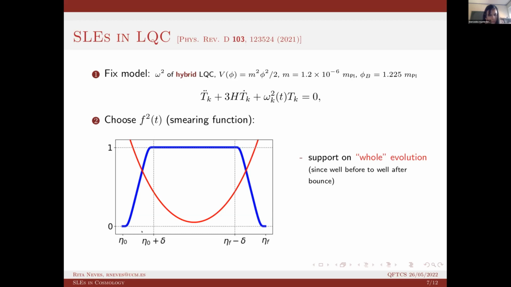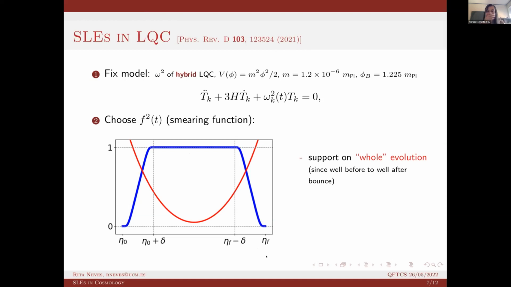And for this, we use a smooth step function. We use a smooth step because we have seen that the results don't depend on the form, the shape of the smearing function, so we only care about its support. And we use a smooth step function that includes the bounce, that is centered around the bounce, and is sufficiently wide. If it is sufficiently wide, then the results also don't depend on how wide exactly it is.